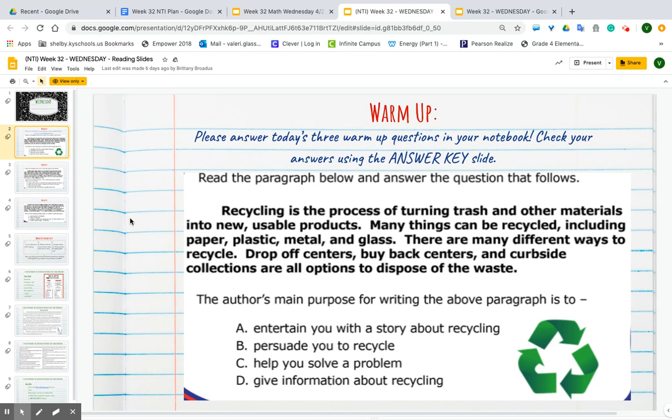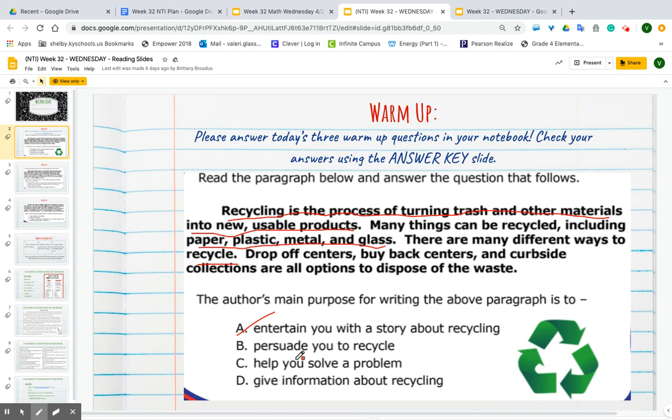All right, I want you to think about this for a second before I just give you the answer. When you go back and you look at this paragraph, it has given us many different things. So it's telling us that recycling is turning trash and other materials into new usable products. It is also telling us what can be recycled. And then it's telling us ways you can recycle and where you can recycle. A lot of good information there, right?